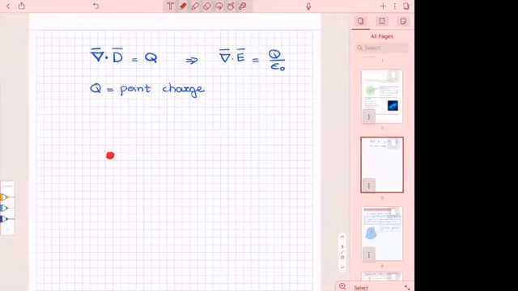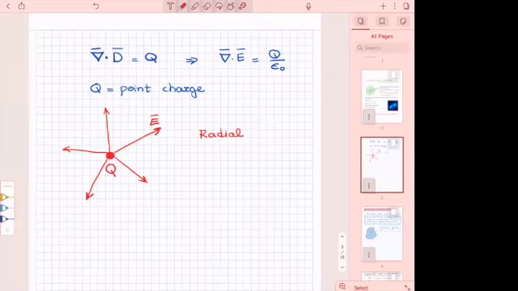A point charge Q. And this point charge creates, we know, an electric field that goes like that. And let's assume it's in free space for now. Okay. Now, if the electric field goes like that, what other vector goes like this? We say that the field is radial. So this is E. So this point charge creates a radial electric field.